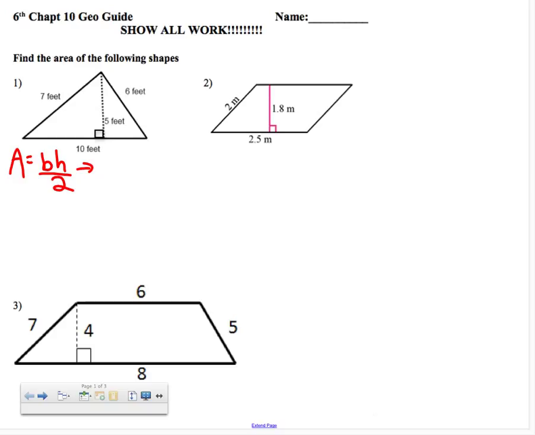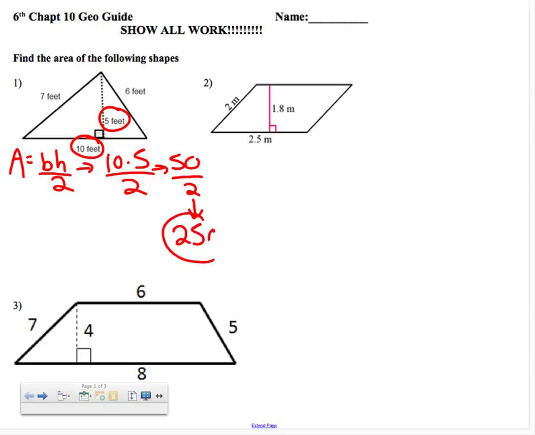So in this case, the only two numbers we really need are the 5 and the 10. Because 5 is the height, because height is normally the dotted line down the middle of the shape or on the side. And then whatever line the height connects to, that's designated as the base. So I would do a base of 10 times a height of 5 all over 2. 10 times 5 is 50 all over 2, and 50 divided by 2 is a nice even 25. And that'd be feet squared.